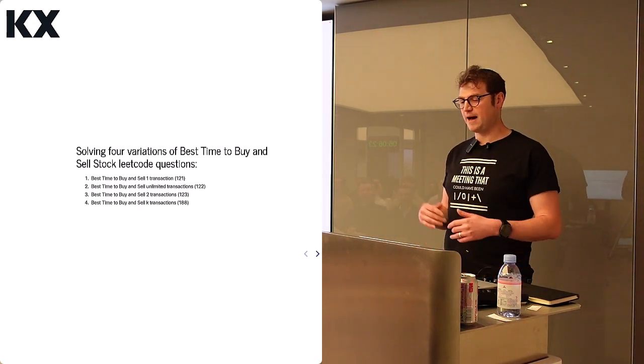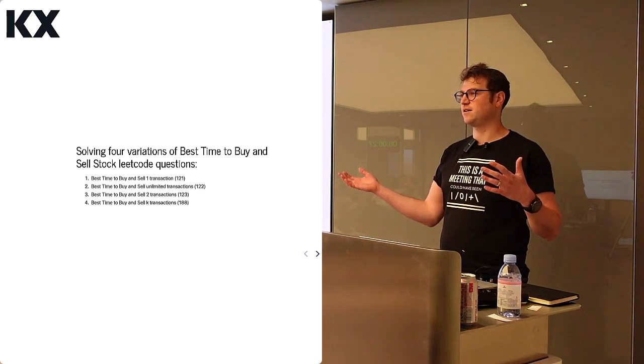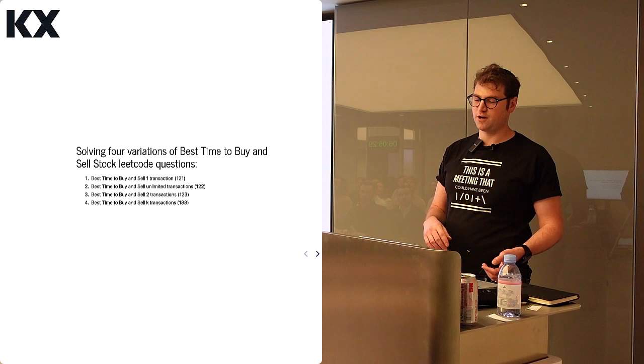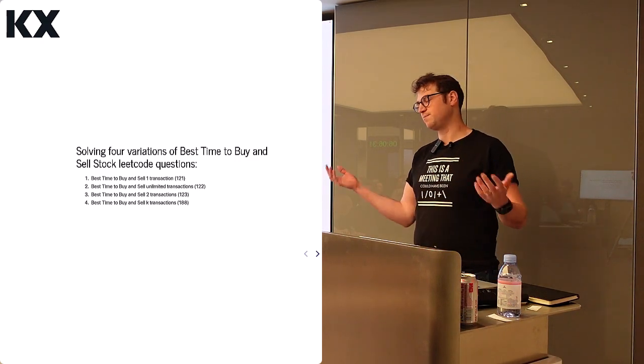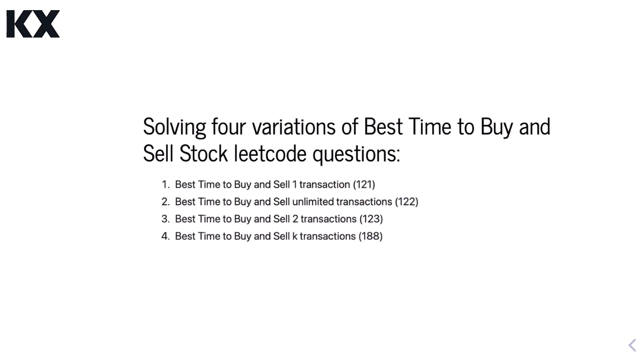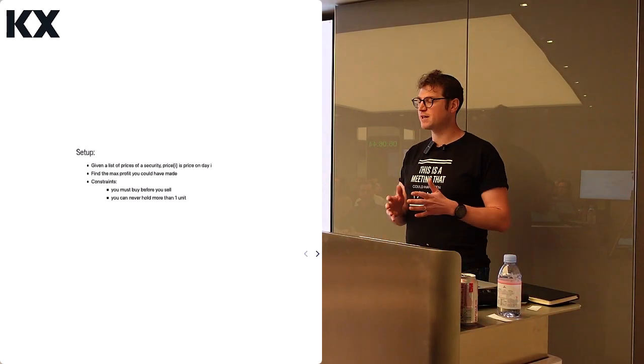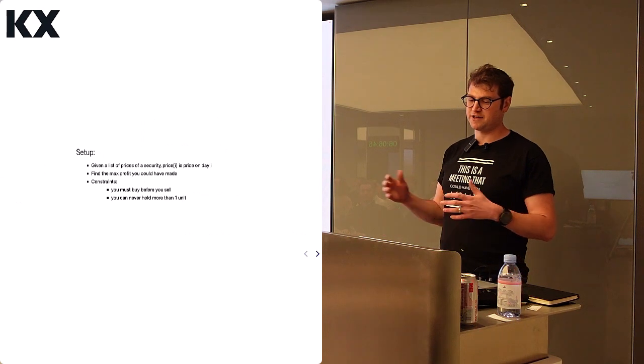The goal is to buy and sell. You're given a list of prices and you're going to buy and sell the stock, and you want to know the max profit you can make by doing this. We have variation 1, which is 1 transaction, variation 2, which is unlimited transactions, variation 3 is 2 transactions, and then k transactions. So just to remind people of the setup, we're given a list of prices and we're going to find the max profit.